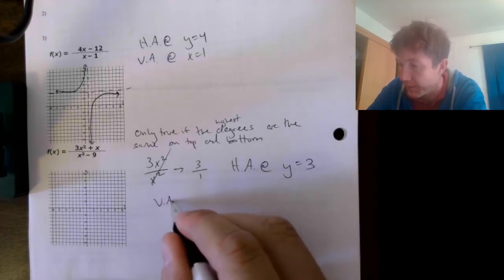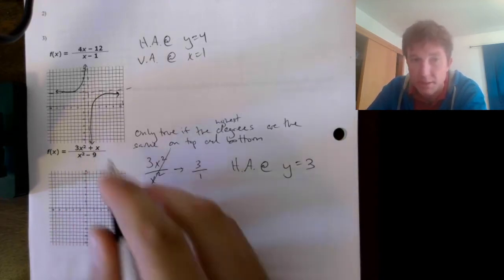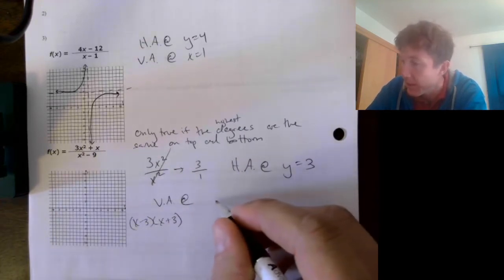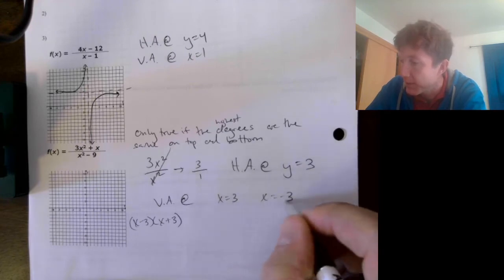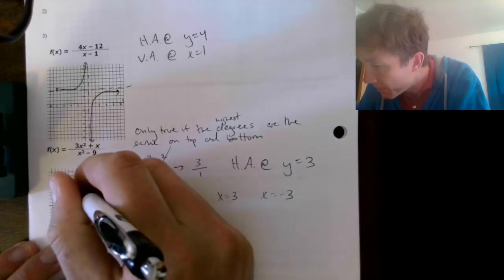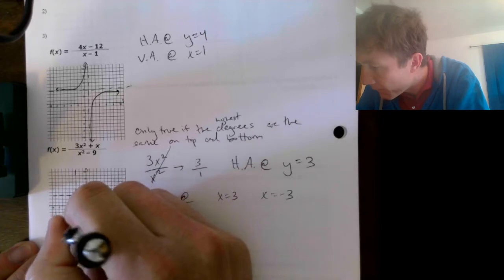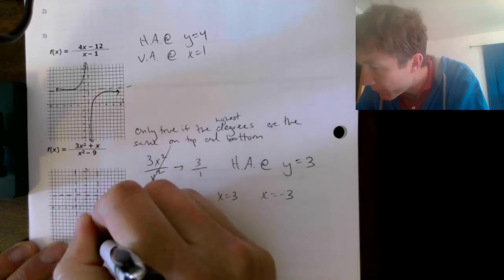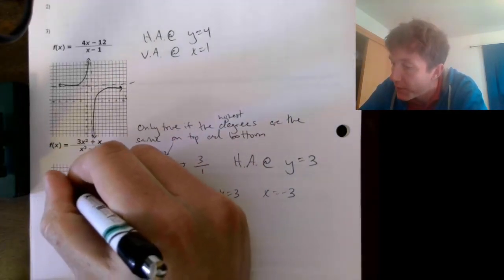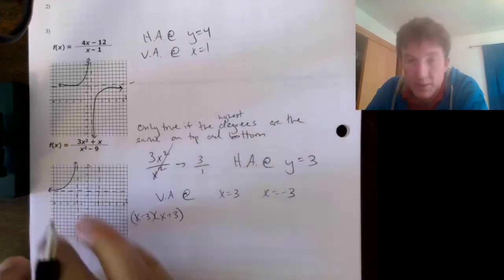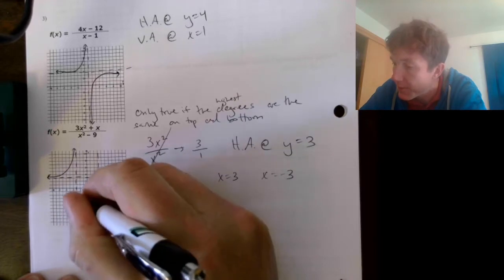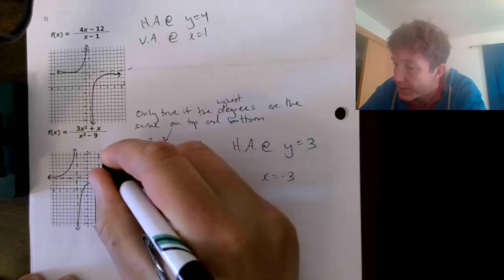And then I have my vertical asymptotes at, well, I'm going to factor out this bottom. This will be x minus 3 times x plus 3, at x equals 3, x equals negative 3. So let's go ahead and graph this. Since this is positive, the first bit will be positive, as in above the asymptote. Then it's going to follow that positive, negative, positive pattern. This bit will be negative, and then this bit will be positive.